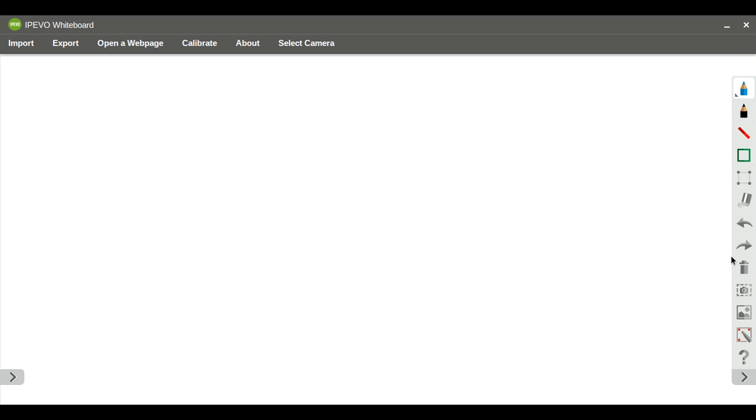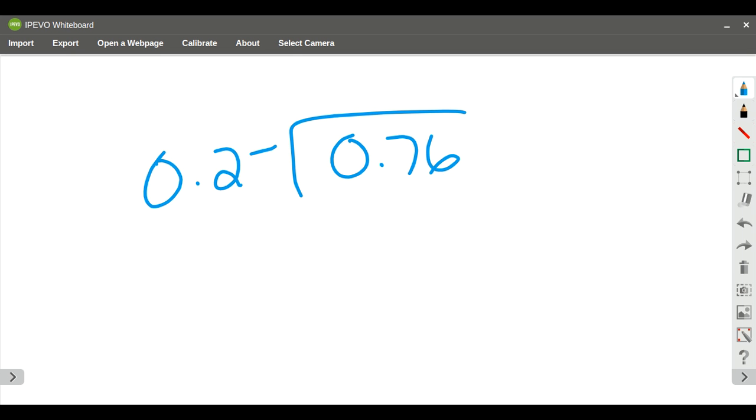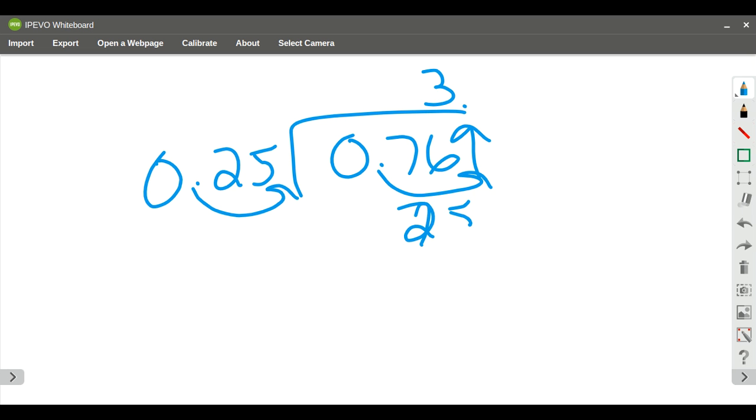All right, the last problem that I'm going to take a look at is I'm going to do 76 hundredths divided by 25 hundredths. So first thing I'm going to do, move my decimal over 2 places, move my decimal over 2 places, and up 1. Okay, I'm going to look at how many times 25 can go into 76. 25 goes into 76 3 times. That's 25, that's 75. I subtract. I'm left with 1.